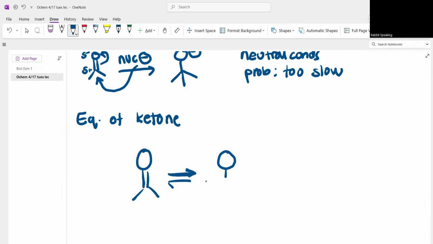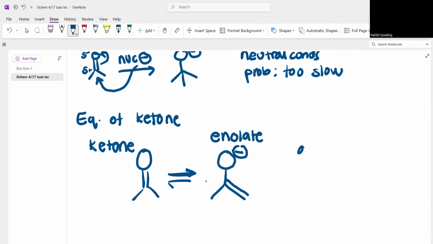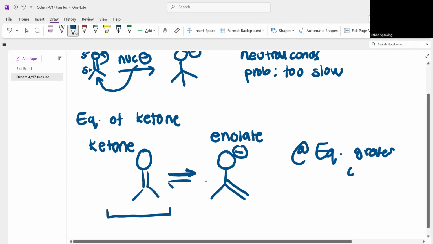This form and also its enol form, or enolate. This is called an enolate, and this is called a ketone. The "ate" at the end of these words signifies a negative charge. So basically, at equilibrium, you have a greater concentration of your ketone.